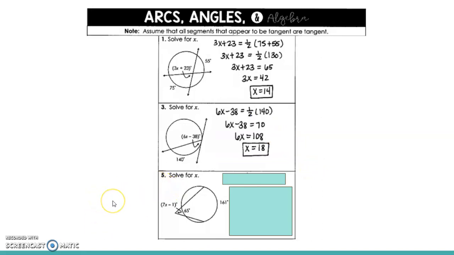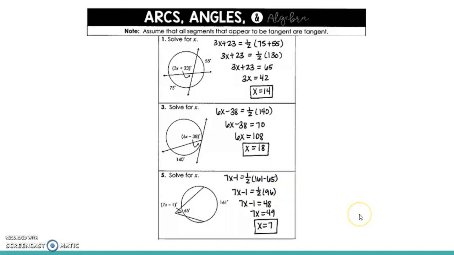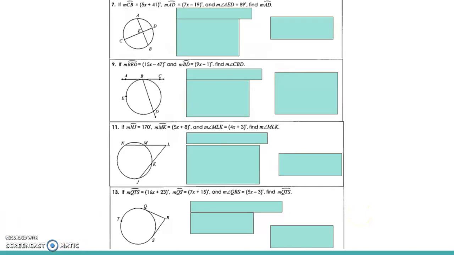Number 5. We're solving for x, and this is an exterior intersection problem. So in order to find that x value for that missing angle, we are going to subtract those arc measures and cut it in half. So 161 minus 65 multiplied by 1/2 equals our expression 7x minus 1. And when we solve, we get that x is 7. A few more examples to look at.